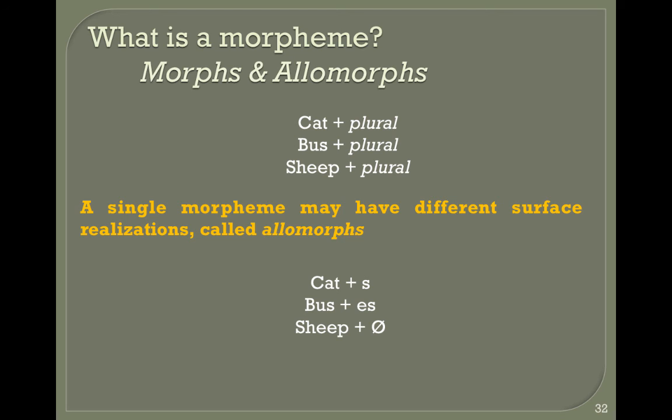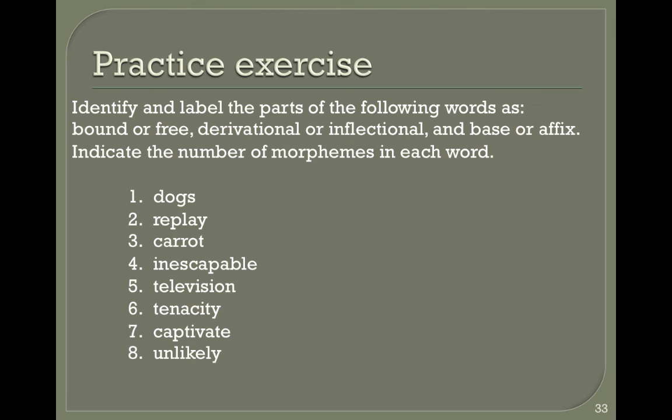So this is just to point out that we can have the plural morpheme, but it's not always going to take the surface form of just the single letter S. So just something to be aware of. We call these different surface realizations of a single morpheme allomorphs.